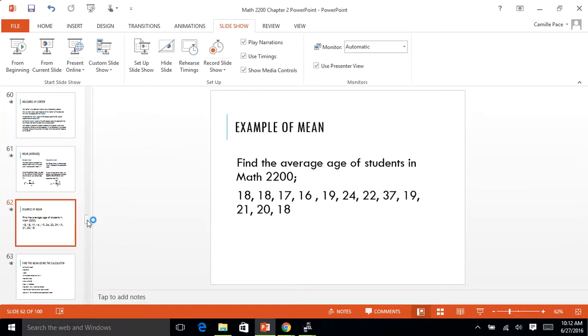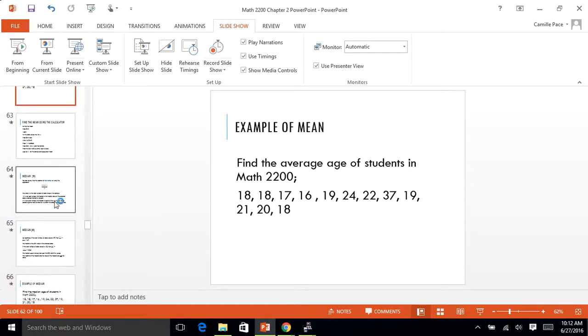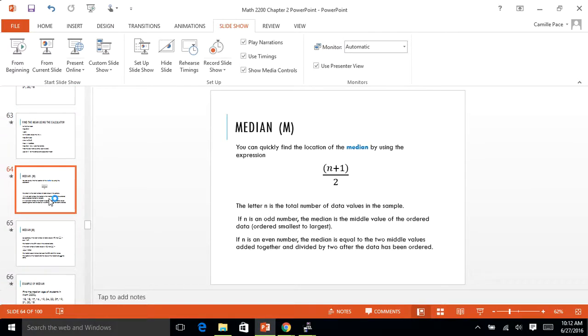So let me keep going, and let's talk about the median because we can finish it up with the median. So the median is described as (n plus 1) divided by 2, and that means we're looking at the location.